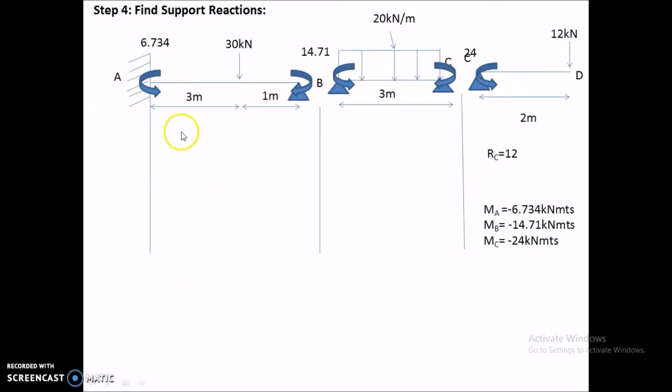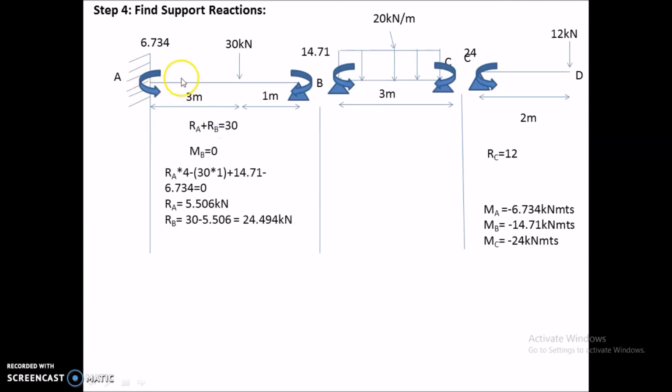So for this first span, sigma Fy is equal to 0, which means Ra plus Rb is equal to this 30, and considering moment at B equal to 0. The moments at this point will be due to this Ra, due to this moment 6.734, due to this 30, and due to this 14.71. So due to this Ra, it will be Ra into 4. Since it is a left side clockwise moment, it will be positive.